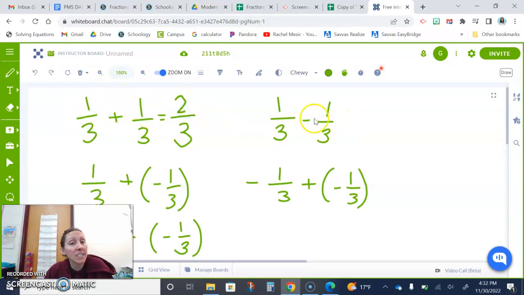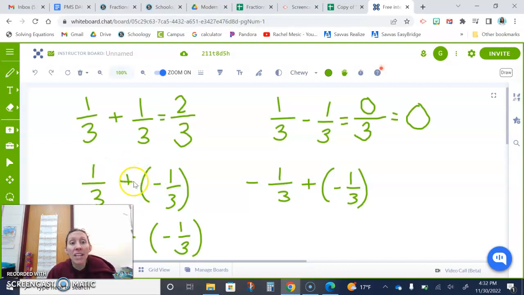Be careful in case it says subtraction. So when you subtract, you keep the denominator as long as it's the same, and you subtract the numerators. 1 minus 1 is 0. This one we could simplify. 0 divided by any number is just 0.